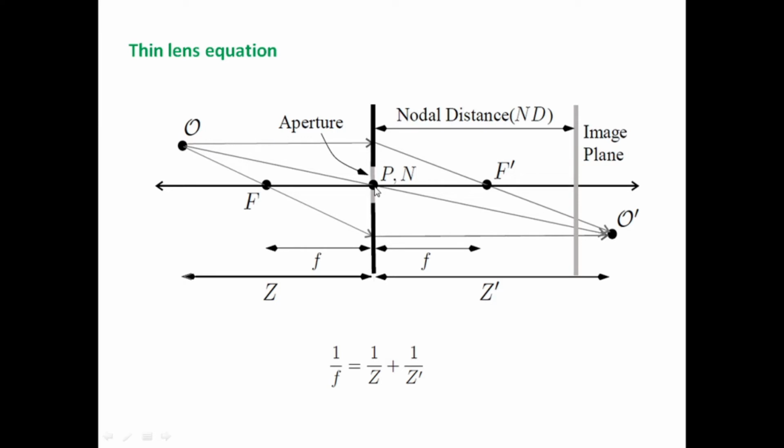So this n is nothing but the nodal point, or the center of projection. There also will be two rays parallel to the optical axis. So what is this optical axis? This will be the optical axis. So there will be two rays which are parallel to the optical axis.